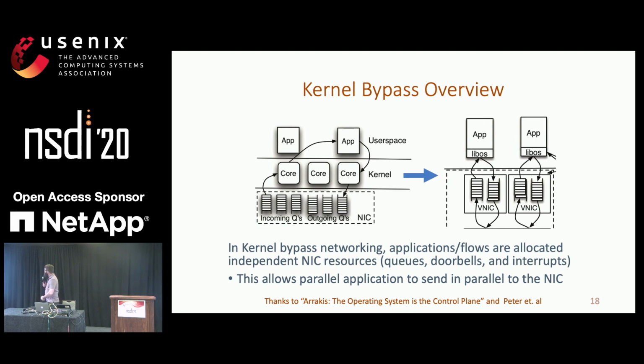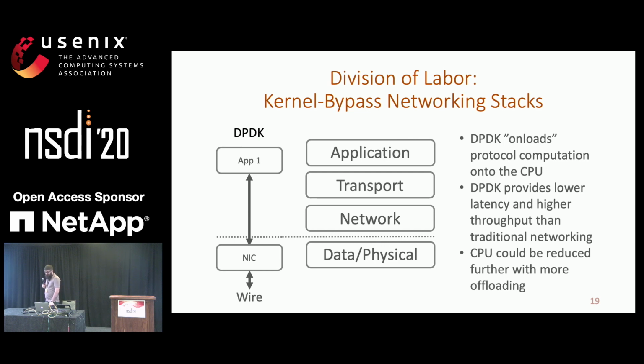Okay, at a high level, this is an overview of kernel bypass networking. While we typically had applications interfacing with the operating system, which is using multiple cores and managing different queues, we instead now have applications directly mapping NIC resources. Okay, in DPDK-like kernel bypass networking stacks, we take our 4 layers and we push the first 3 into software. We onload them, and this is still much higher performance than we typically get out of today's operating system stacks.